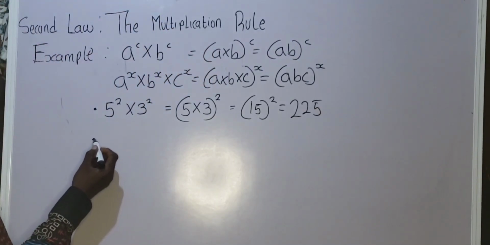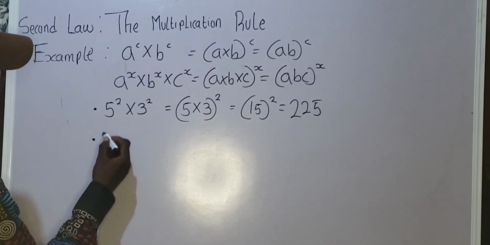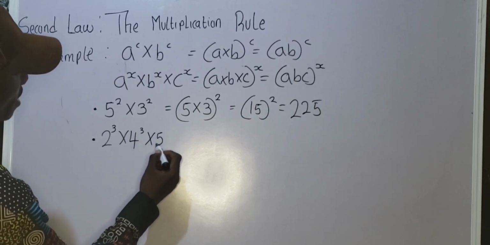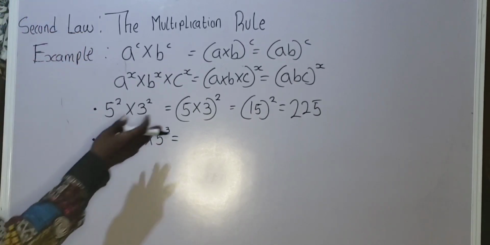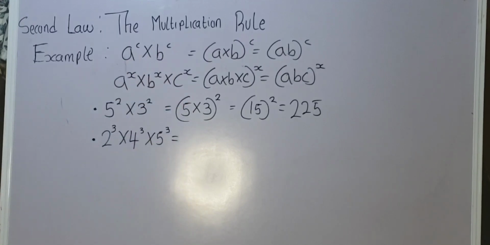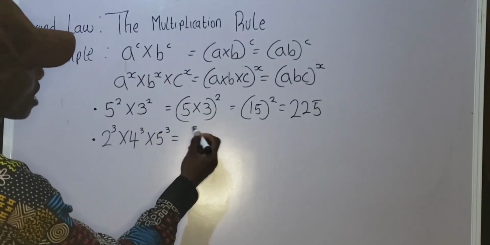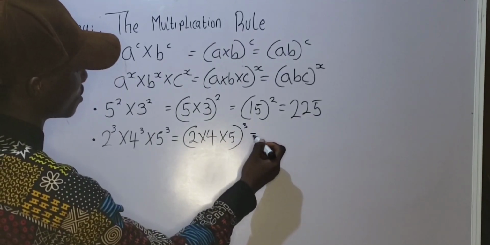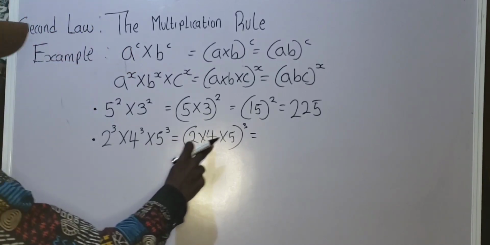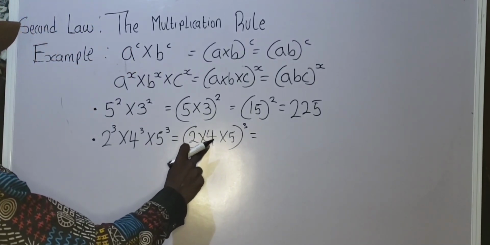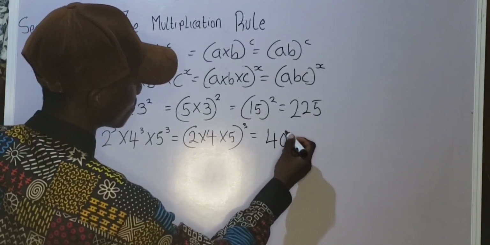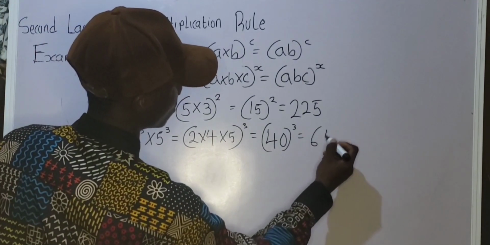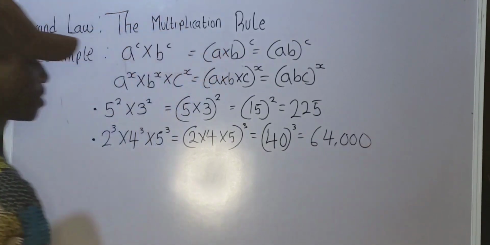Okay, let's have another example. Multiply 2 raised to the power of 3 multiplied by 4 raised to the power of 3 multiplied by 5 raised to the power of 3. We still proceed as we did in the previous example. We are going to take the product of the bases. Are you getting it? So I'm going to have 2 multiplied by 4 multiplied by 5 raised to the power of 3. You understand? 2 multiplied by 4, that is 8. 8 times 5, that is 40. So for this, I'm going to have 40 raised to the power of 3. 40 raised to the power of 3 is 64,000. You understand?